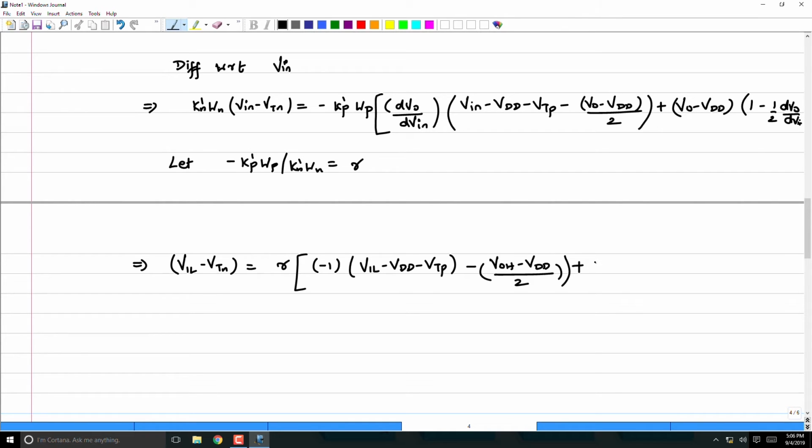plus Vout minus VDD into 1 minus half of dV naught by dVin will just become 3 by 2. So, can you now simplify and get me an expression for VIL? Don't make any assumption, right? Vout, by the way, is what? Actually, it is VOH. Yeah. Can you now simplify this expression and get me the expression for VIL?